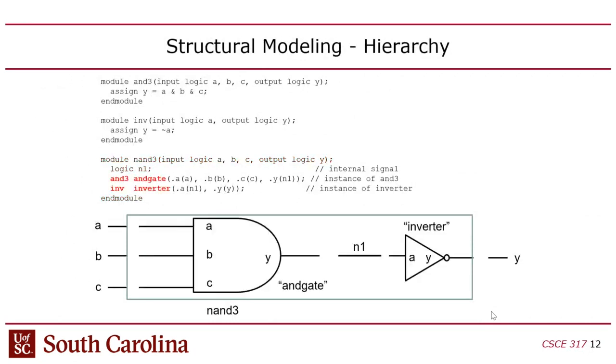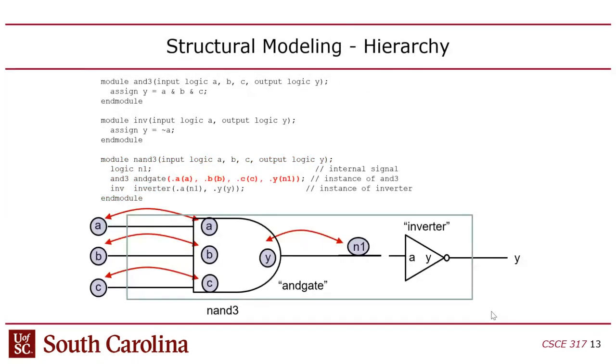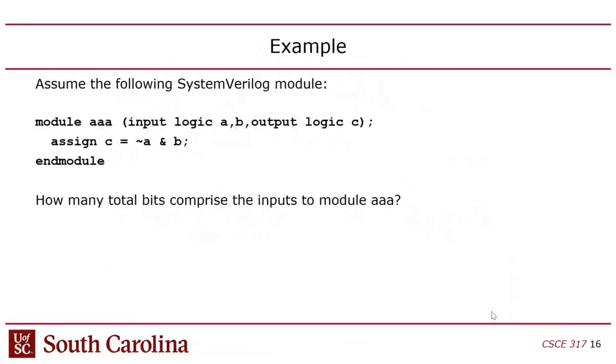Let's see. We talked about syntax. We talked about connecting values to pins on a module. And we talked about the assign statement. Okay, so here's another example for you. How many total bits comprise the inputs to module AAAA? In this case, there's 2 total bits because A and B are the 2 signals, and each one of those is a bit because they're logic.